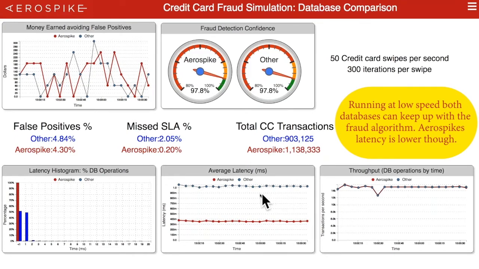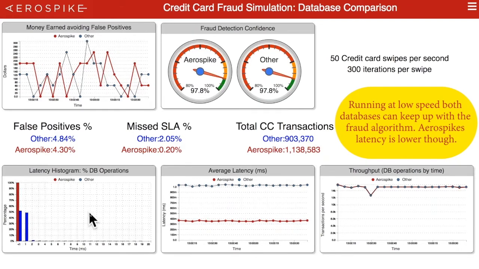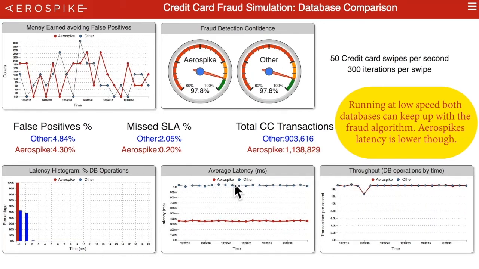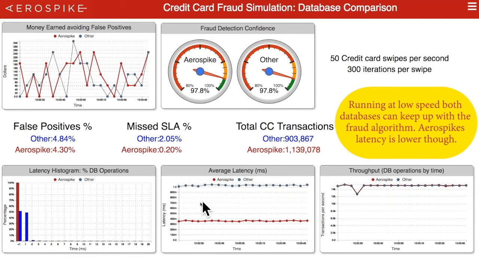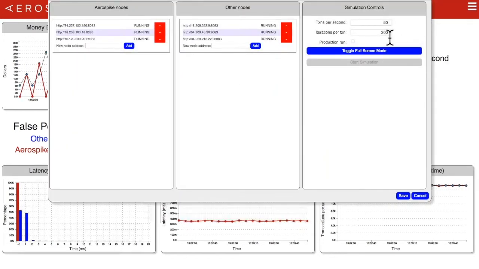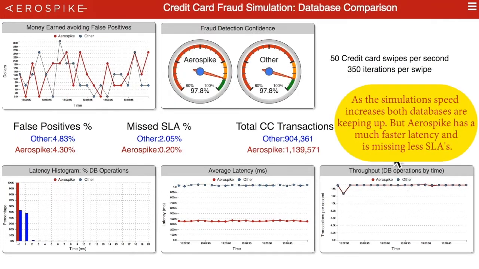We also see the throughput is identical at this point because both databases are able to handle the load. We can see that the latency is different, and that corresponds to our graph on the left, where the Aerospike latency is around 400 microseconds, and the other database latency is just over a millisecond. So all this corresponds very nicely. Now we want to increase our confidence factor, so we want our fraud detection algorithm to be a little better.